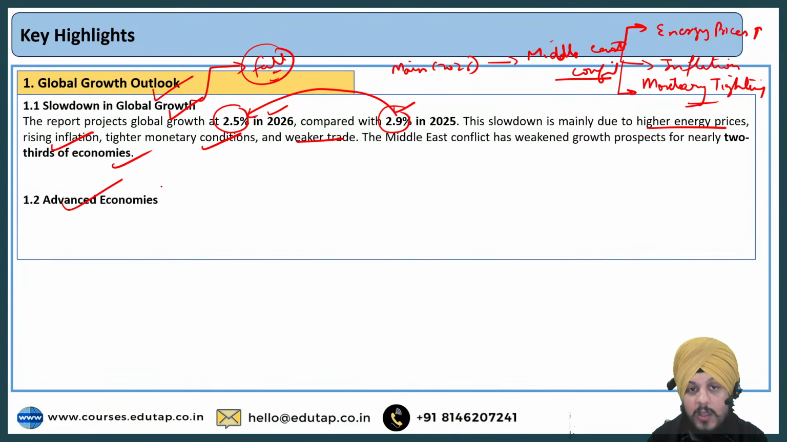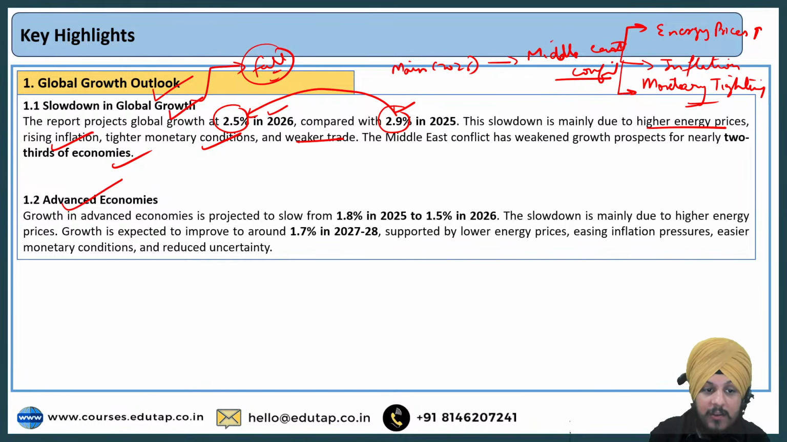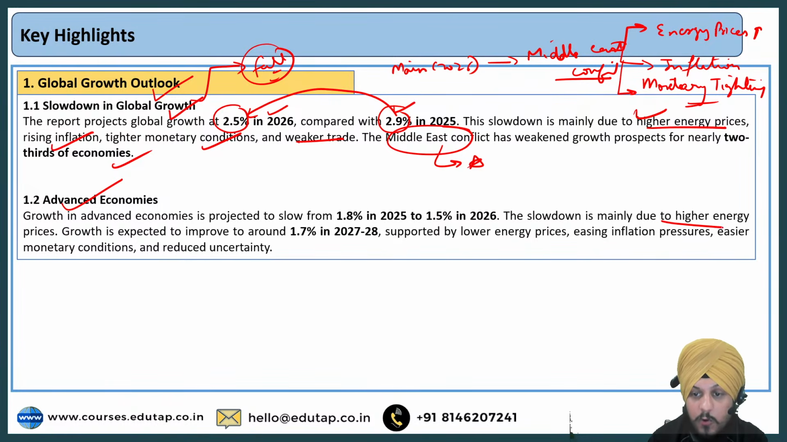Secondly, it talks about advanced economies too. Now, when I say advanced economies, the report says that the growth in advanced economies is projected to slow from 1.8% in 2025 to 1.5% in 2026, right? And this slowdown is because of what? It is because of the higher energy prices, the same point that we have discussed. The reasons are going to remain similar because this Middle East conflict is the main root cause behind it. So it says it is because of the high energy prices, and the growth is expected to improve to around 1.7% in the year 2027 to 28, right?